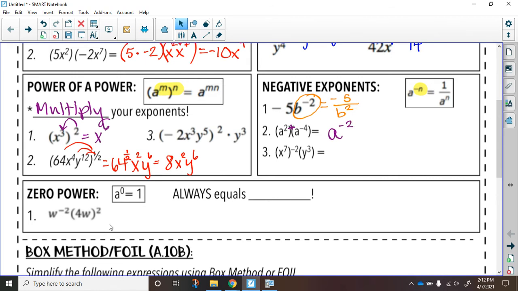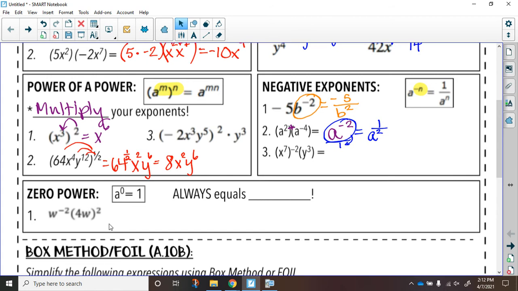And when I take a to the negative 2 and I want to make it positive, we would have 1 over a squared. So again, we're taking this and moving it.